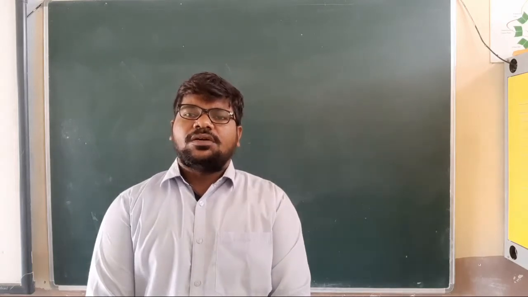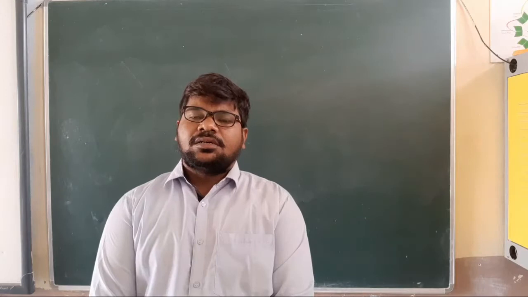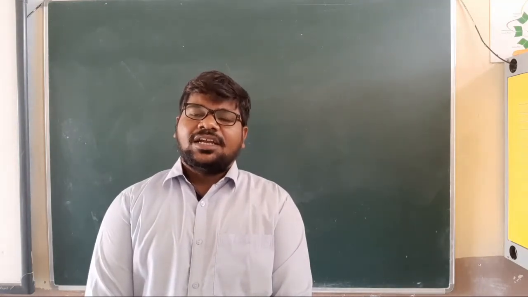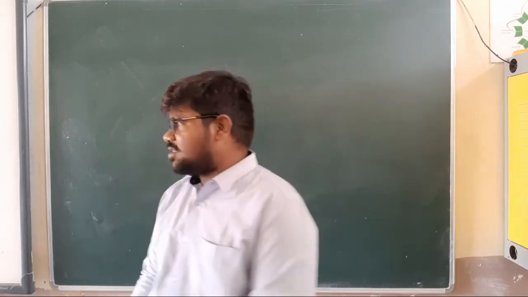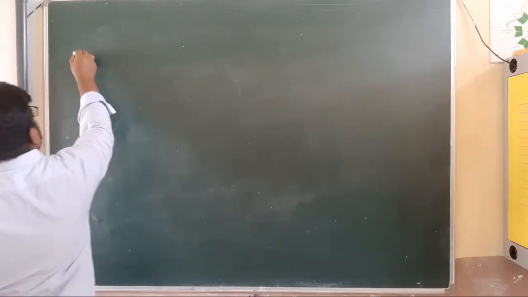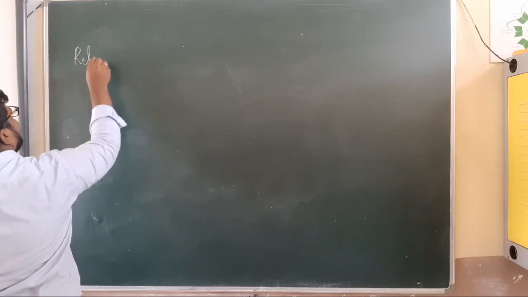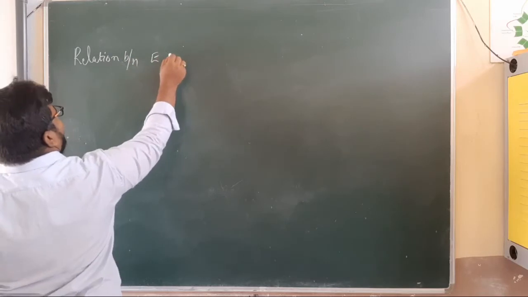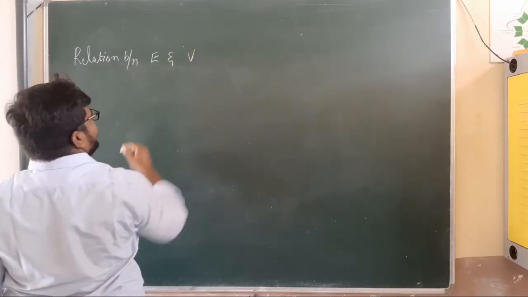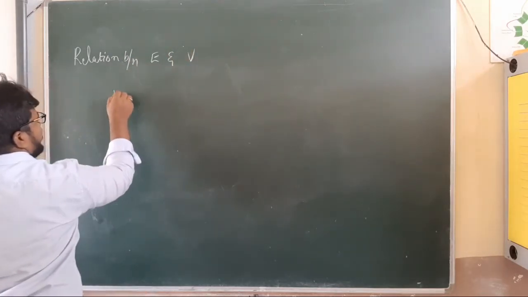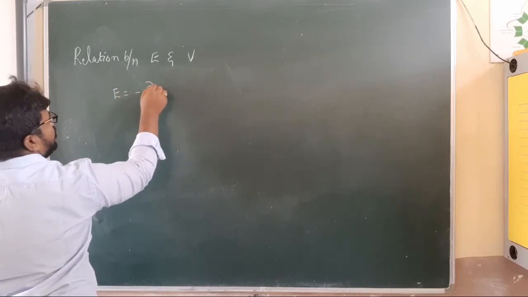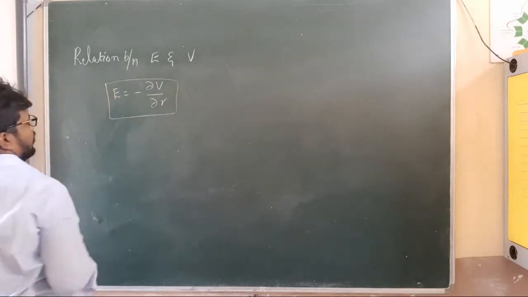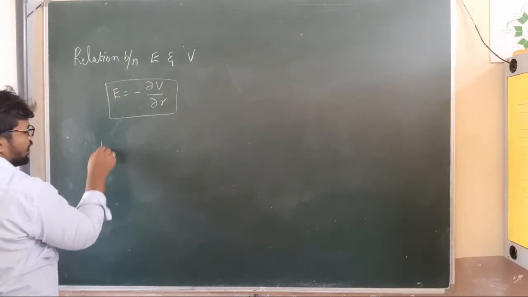In the previous video, at last we discussed electric field, which is defined as the negative potential gradient. That is a relation between E and V. So E is equal to minus dou V by dou r. This is very important. We have to write this in vector form.